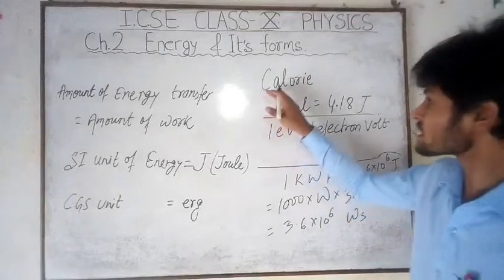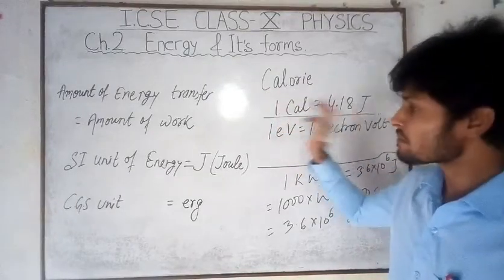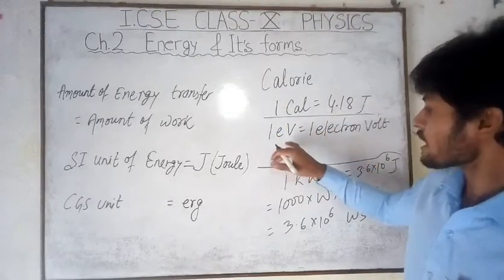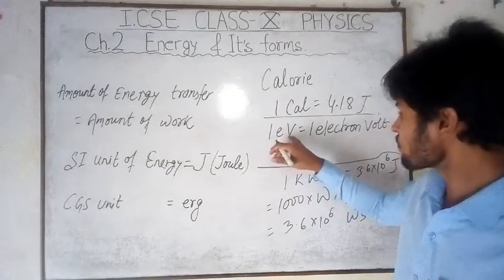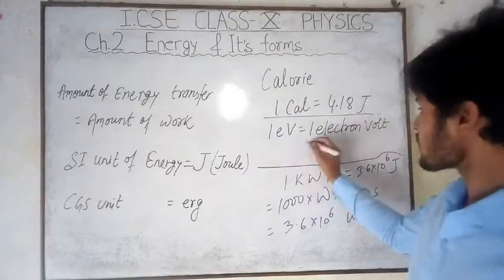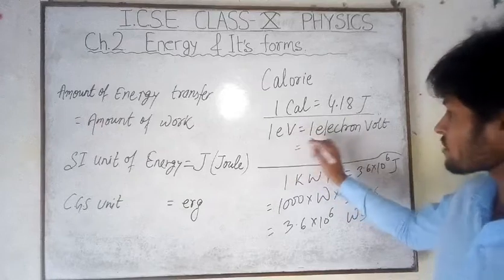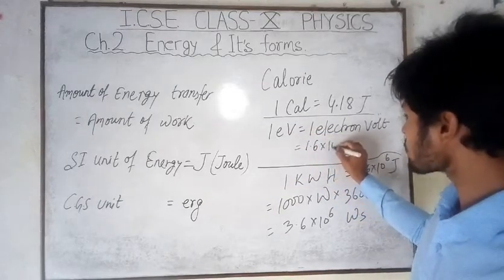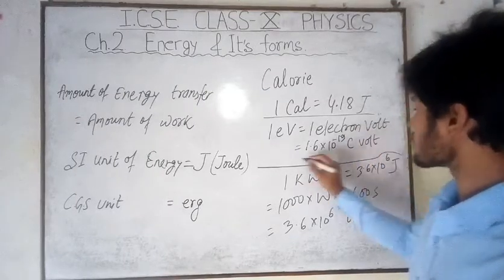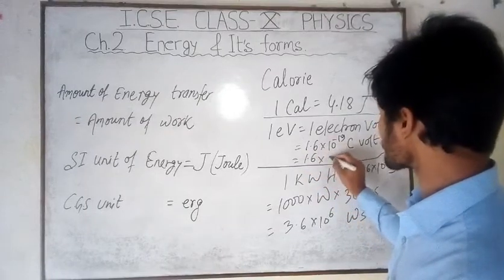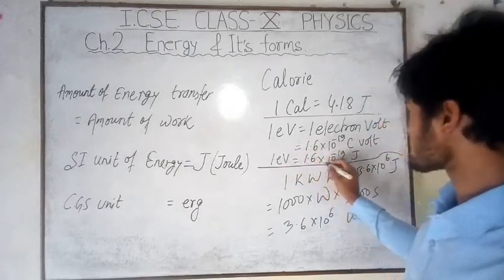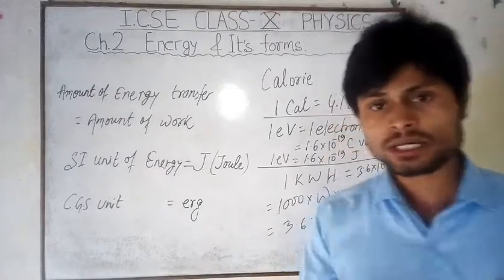See some other units. Calorie is one of the units of energy. 1 calorie is equal to 4.18 joule, and one more unit is electron volt, eV. Electron volt is also a unit of energy. Now what is 1 electron volt? 1 electron charge is equal to 1.6 into 10 to the power minus 19 coulomb, and this coulomb volt becomes joule. So 1 electron volt is equal to 1.6 into 10 to the power minus 19 joule. So these are the units of energy.